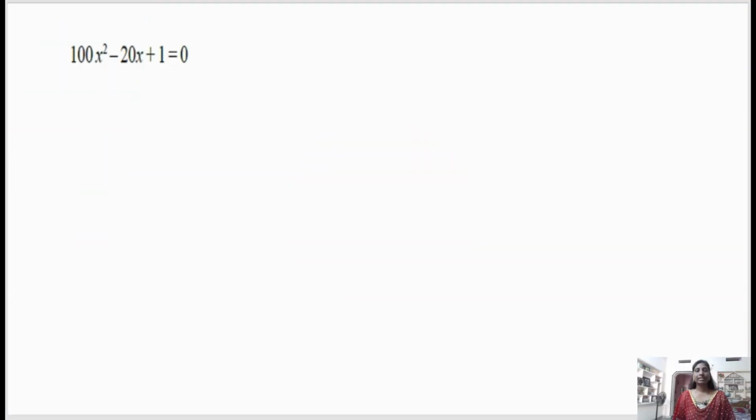See here, the equation is 100x square minus 20x plus 1 is equal to 0. Here also the same thing. First we will see what is the coefficient of x square, 100, and what is the constant term, 1. 100 into 1 is equal to 100. Now what is the coefficient of x? Minus 20.